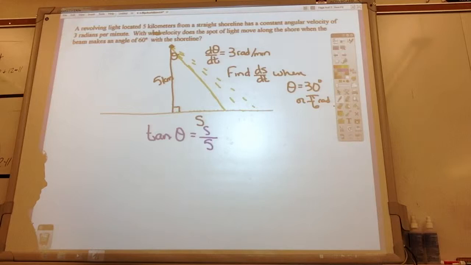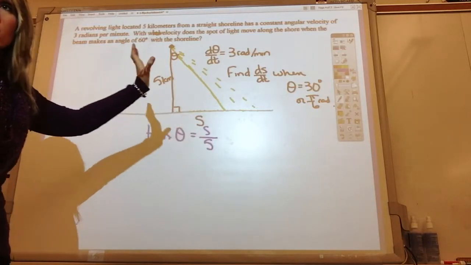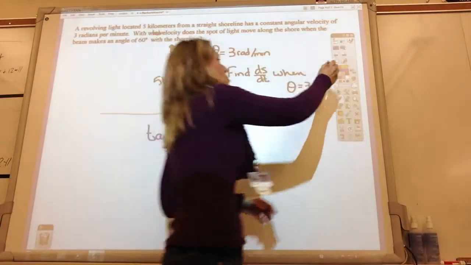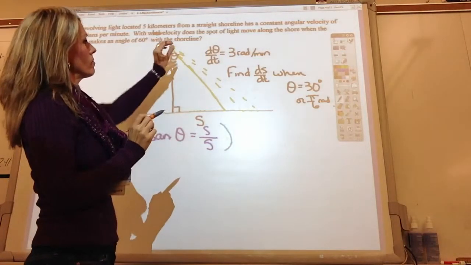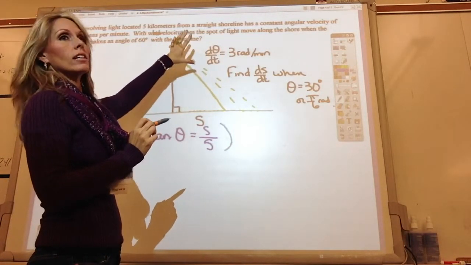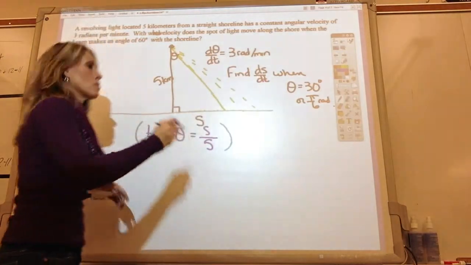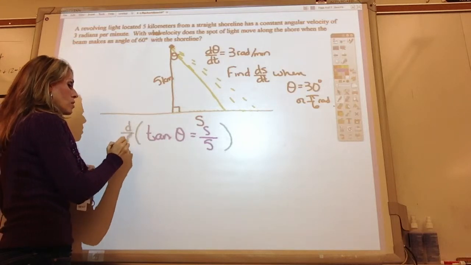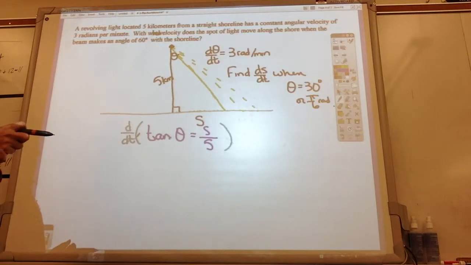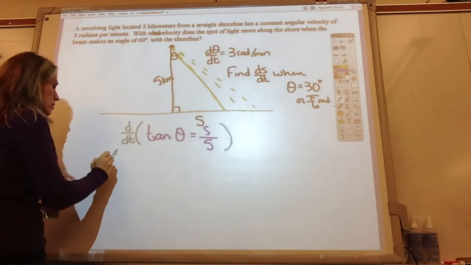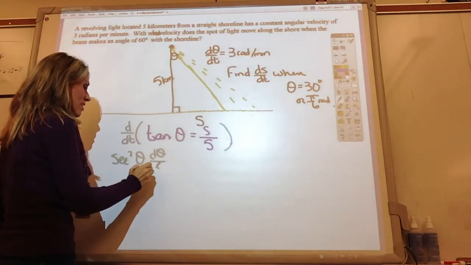Okay, so I have a variable on this side and I have a variable on this side. So I'm good, right? I can start to differentiate with respect to what? Theta? Well, we need a d theta dt in the problem. We need a ds dt in the problem. So we're going to differentiate with respect to t, always with respect to time. Secant squared theta times d theta dt.